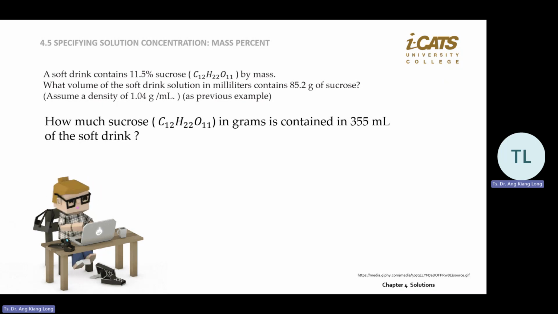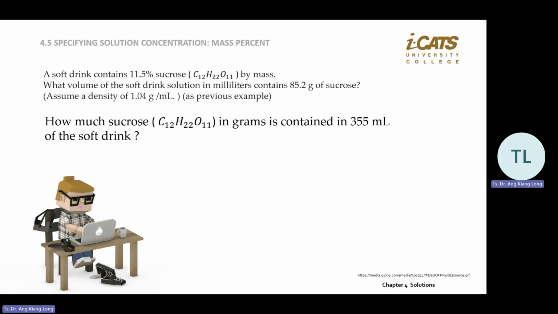Now, you want to convert 11.5 gram per 100 gram into a new conversion, where you are given the 355 ml here. So what you do, you convert 355 ml into gram, because the density is given, 1.04 gram per ml. Convert 355 multiply 1.04, you get the gram of the solution. You cross multiply the equation, and you are able to find the Y value.